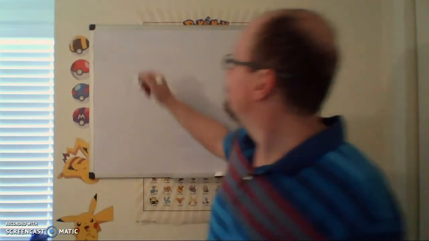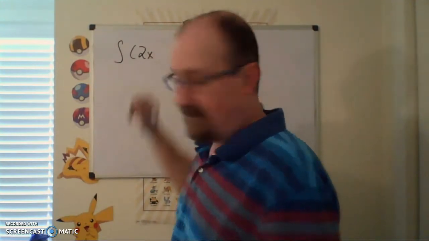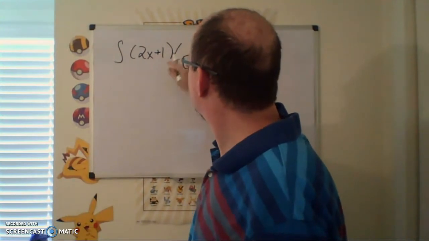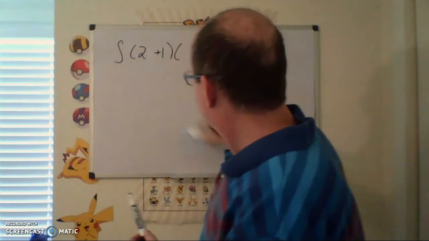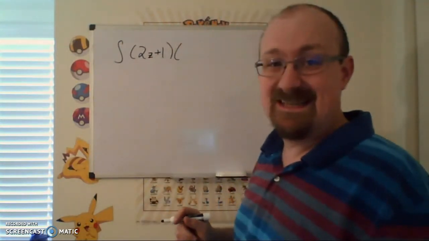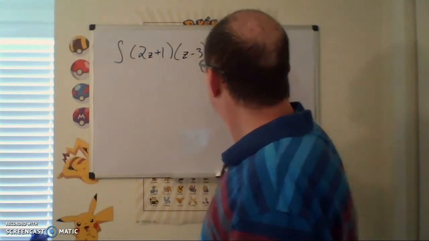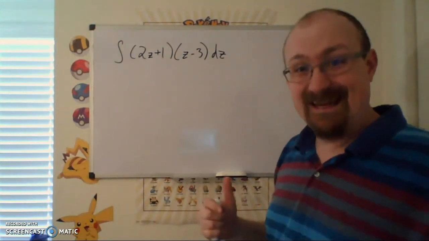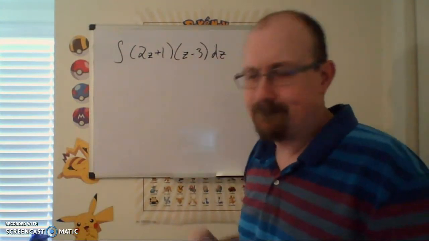So for starters, what if we had something like this? So we have 2x plus 1. Actually, I want to change this. Again, I like to keep you on your toes using different variables, so I want to change that to a z. So now we're looking for an indefinite integral with respect to the variable z. Okay, so we have 2z plus 1 times z minus 3.